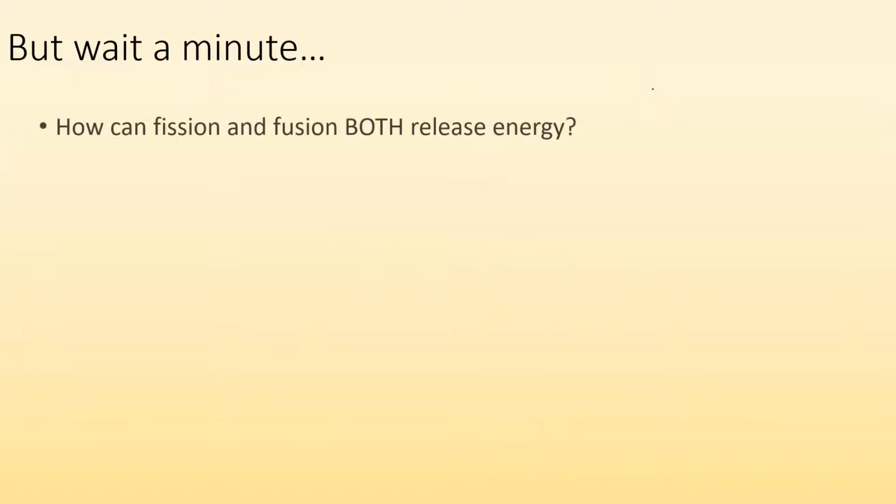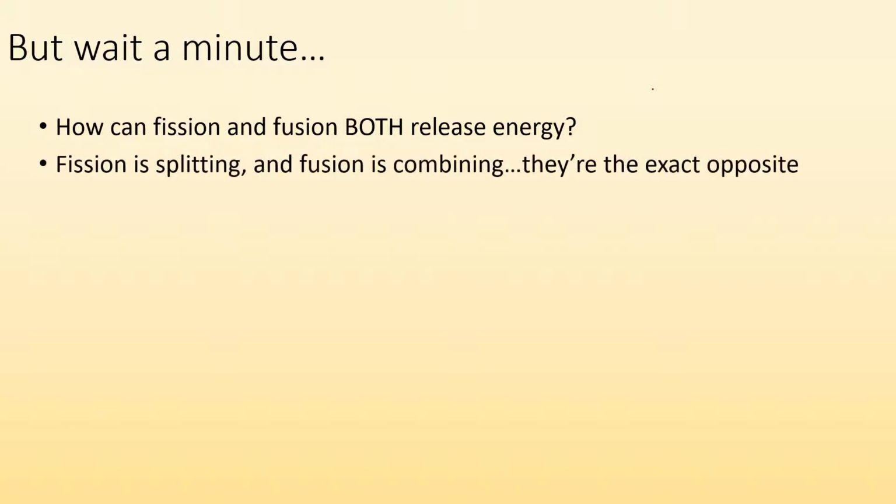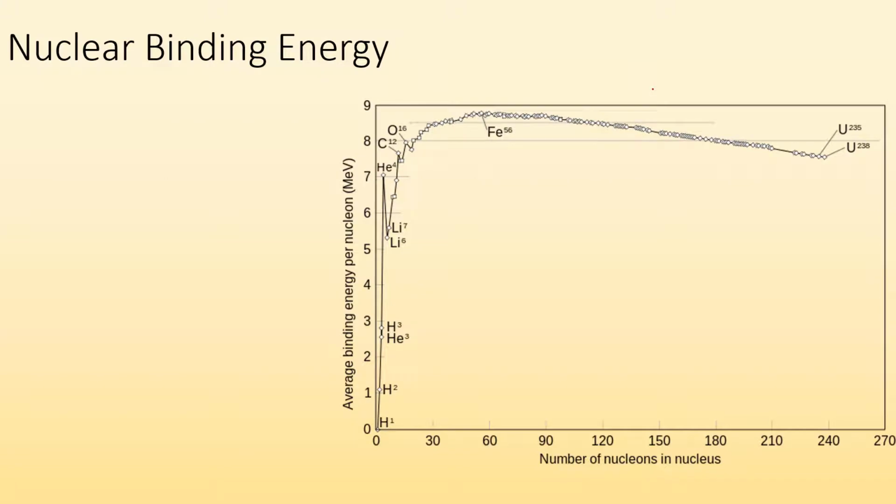But wait a minute. How can fission and fusion both release energy? You said fission was the splitting of a nucleus, releasing energy, and fusion was two nuclei coming together to make one big one and releasing energy. All right, so how is that possible? How can they both give off energy if they're the exact opposite? Well, it has to do with nuclear binding energy.